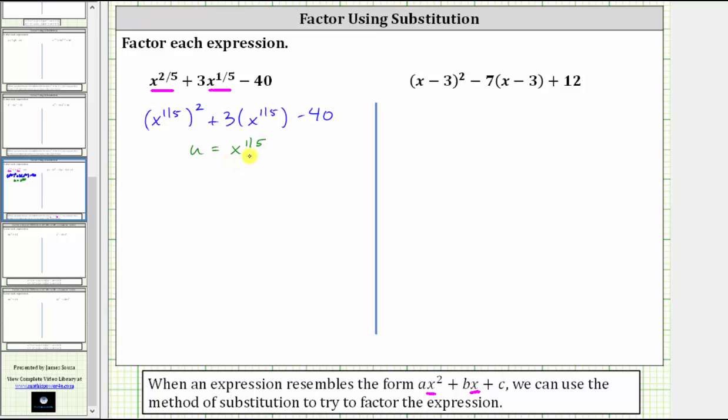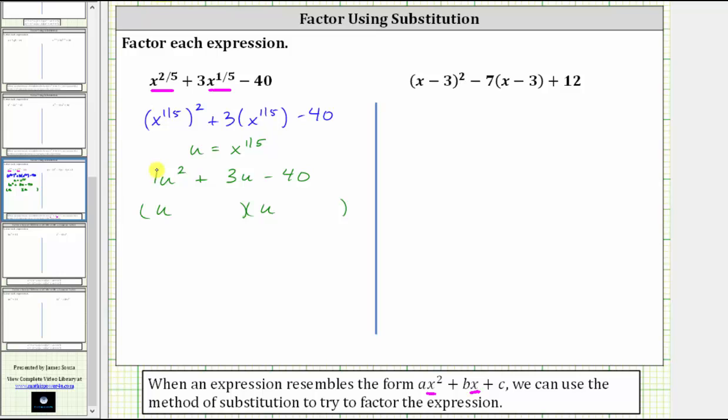Because u equals x raised to the power of 1/5, we can now write the expression as u squared plus 3u minus 40. We now factor this in terms of u and write it back in terms of x. If it does factor, it will factor into two binomial factors. Because the first term is u squared, which equals u times u, we have a factor of u here and a factor of u here.